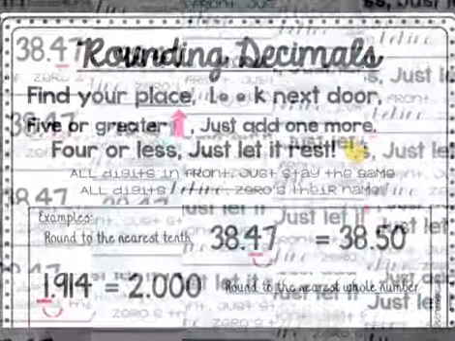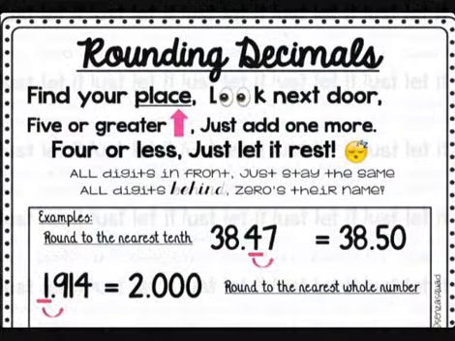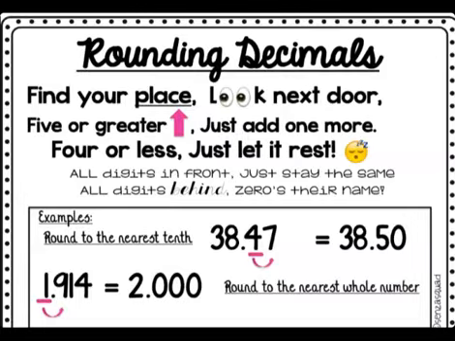When you're rounding decimals, this is a great saying to remember. First thing to do is find your place. Again, just like when you're doing whole numbers, once you find your place, you look next door. 5 or greater, you go up. You just add one more. 4 or less, let it rest. All digits in front just stay the same. All digits behind, zeros their name.